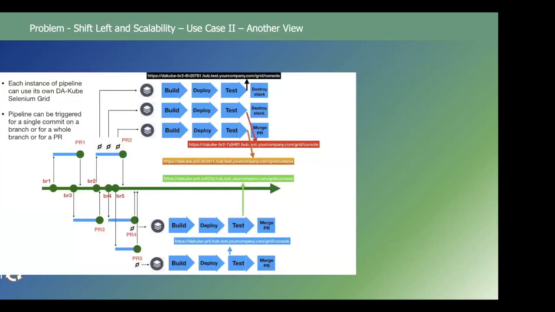And this is another way to look at it, for example, you branch out, you deploy, you test. So every branch can have its own temporary stack, temporary pipeline run, and you destroy it, right? So this is with a Kubernetes-based Selenium Grid solution.